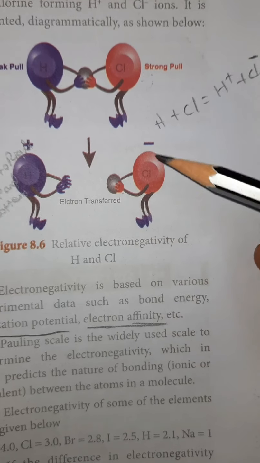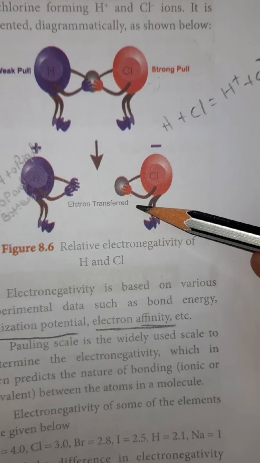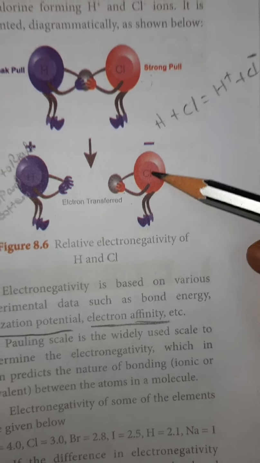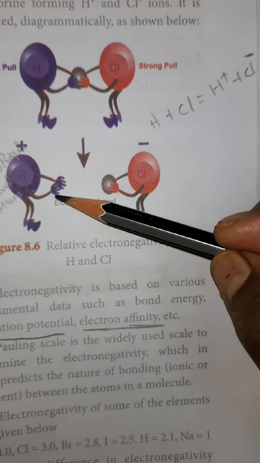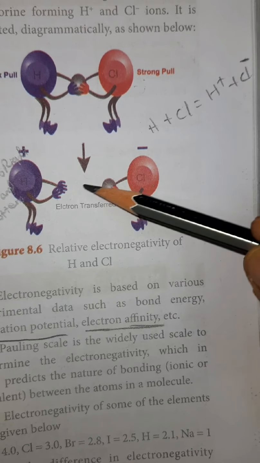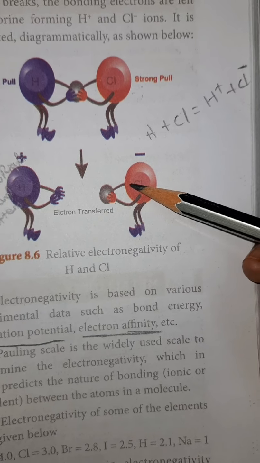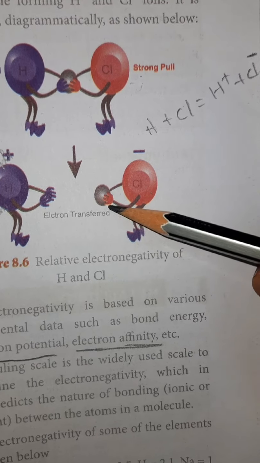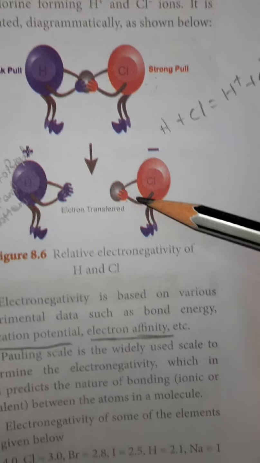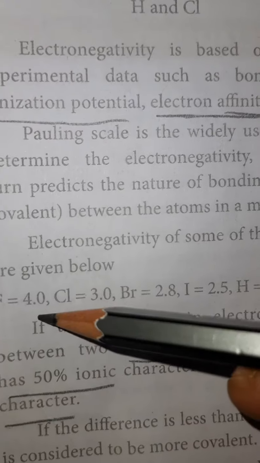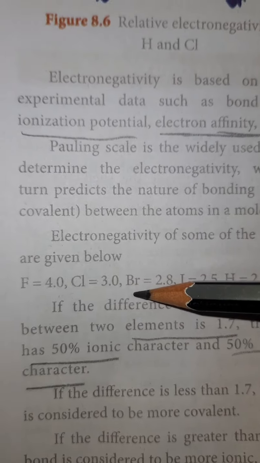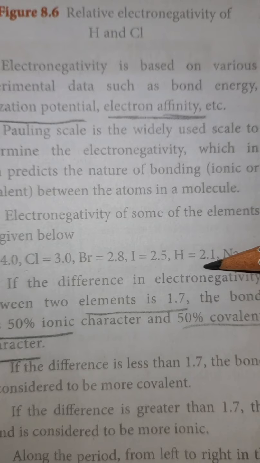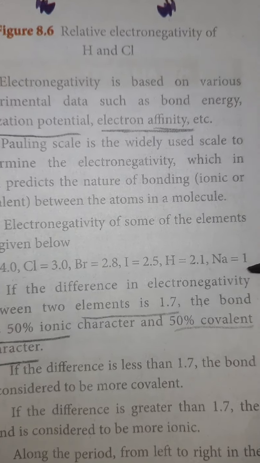So there is a positive charge and a negative charge. The electron is transferred because chlorine pulls strongly, while hydrogen gives up the shared electron. This is the relative electronegativity of H and Cl. The values for some elements are: F is 4.0, Cl is 3.0, bromine 2.8, iodine 2.5, hydrogen 2.1, and sodium 1.0. The difference between the elements is 1.7.